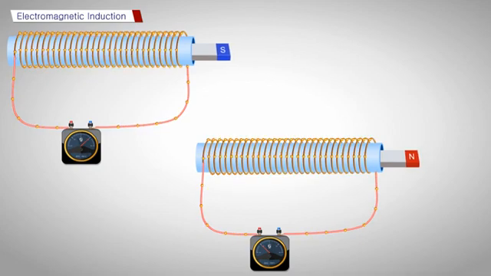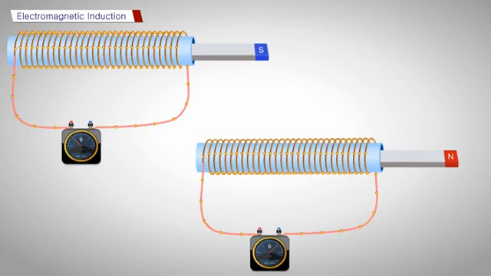When the coil and the magnet are both stationary, there is no deflection in the galvanometer. It is thus clear from this activity that the motion of a magnet with respect to the coil produces an induced potential difference, which sets up an induced electric current in the circuit.